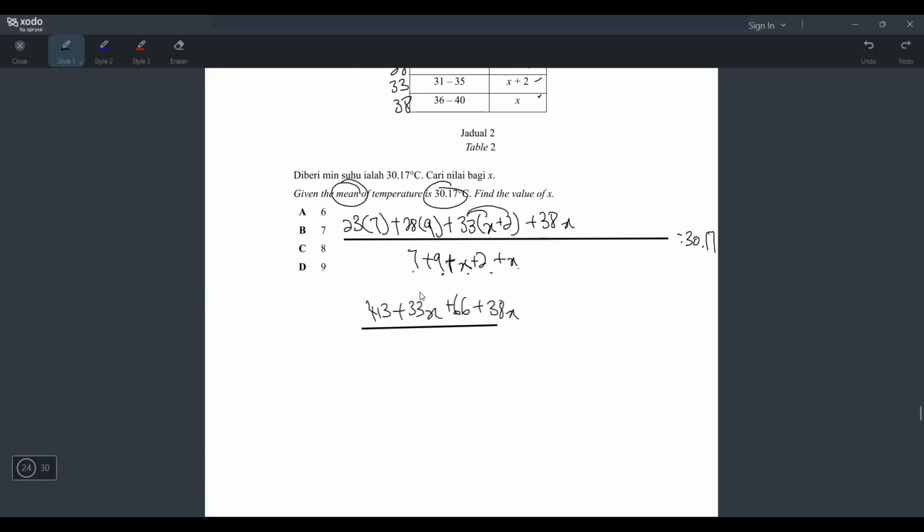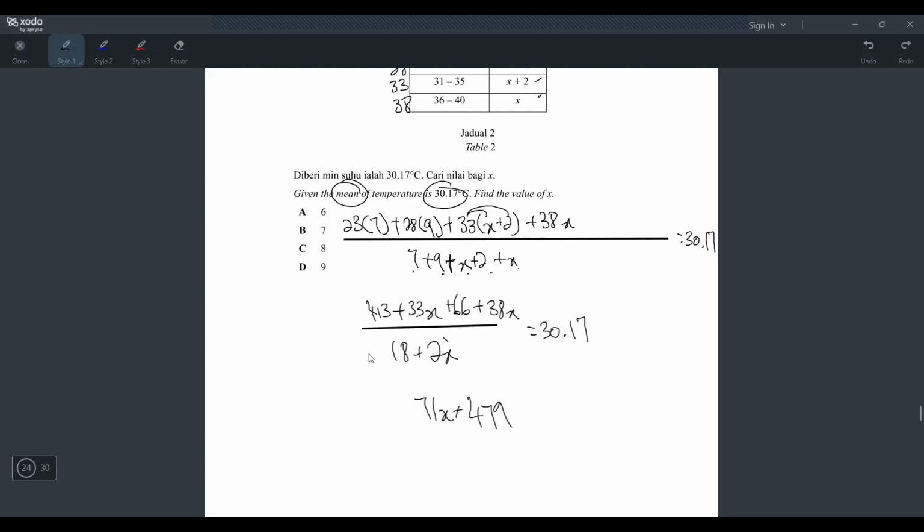7 plus 2 is 9, 9 plus 9 is 18. And then x with x can add, 2x equals to 30.17. And then same thing here, x with x only can add, number with number only can add together. So 33x plus 38x, if you press, you get 71x. 413 plus 66, 479. Yeah, 479.